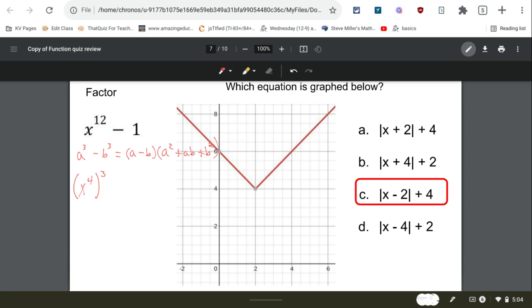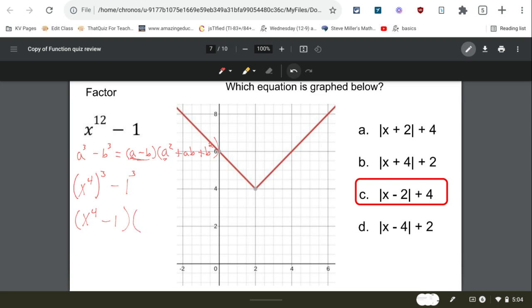All right. If you have 3 of these x to the 4ths laying around, that's going to be 12 of them altogether. Minus 1 to the 3rd. So all of my little a's are going to be x to the 4ths, and my b's are going to be 1s. So the answer here is going to be x to the 4th minus 1. That's my a minus b part.